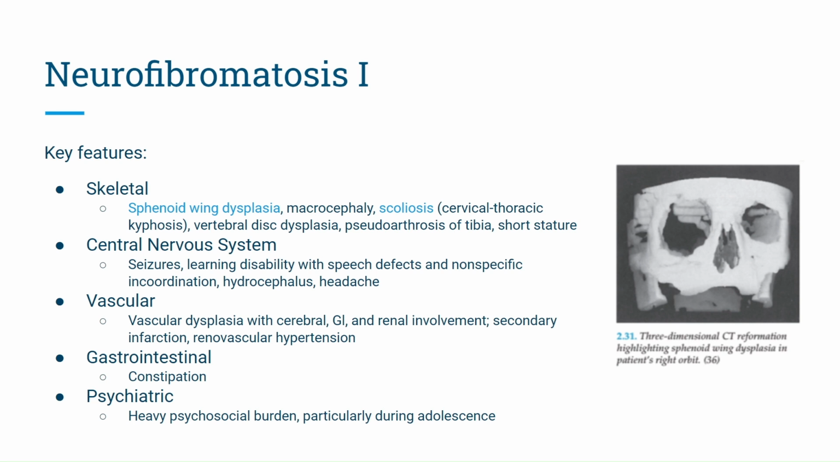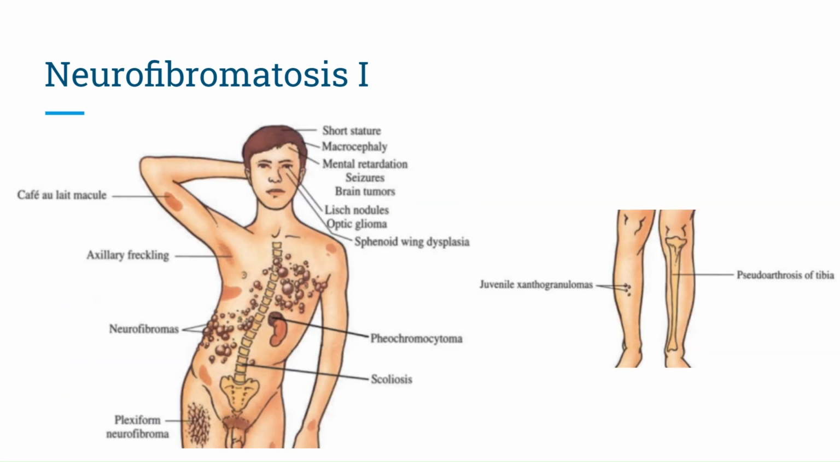Gastrointestinal disease, constipation, a little bit weak. There is a psychiatric burden, especially if you have a proliferation of neurofibromas. If you have a lot, it can actually be quite devastating to your psyche. Vascular wise, you can have vascular dysplasia, especially in cerebral or GI or renal organs as well. And here's a little cartoon to help isolate a lot of the common findings here.